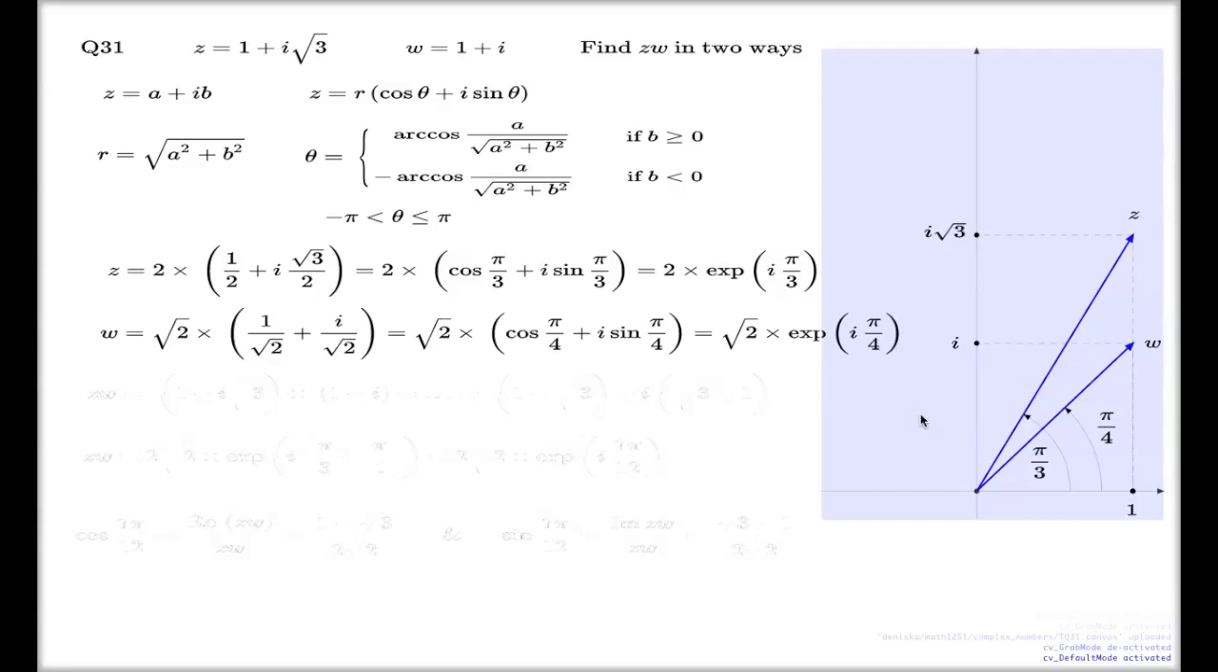So the first stage of my solution, we now finished it. We found the trigonometric forms for these two complex numbers. Now we can address this question. We can find the product, ZW, in two ways.